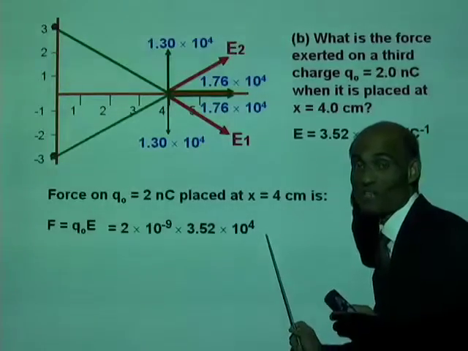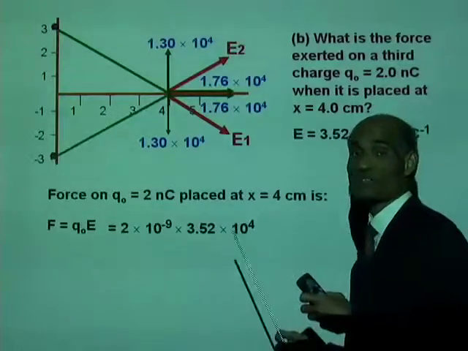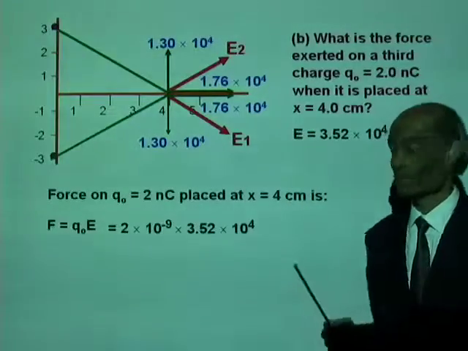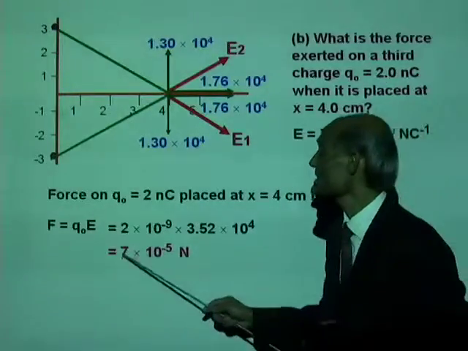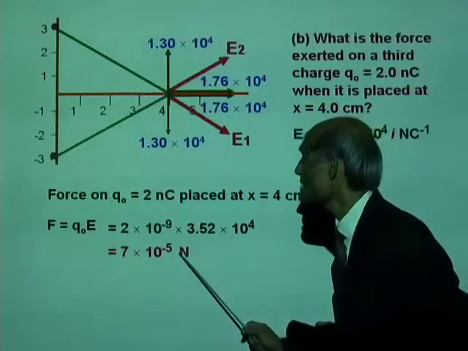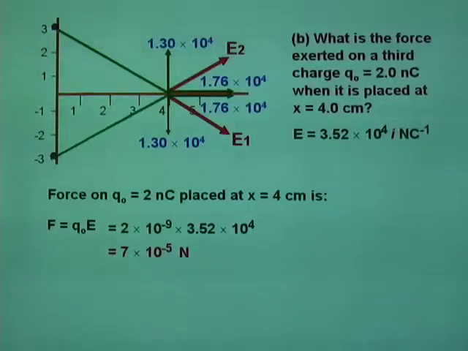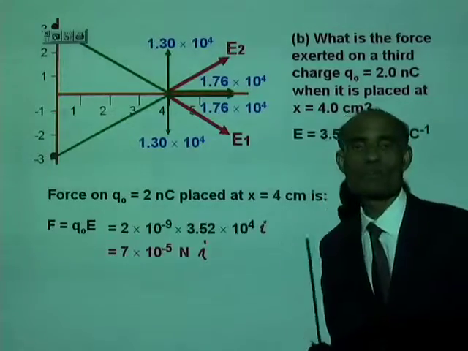Now you must keep that direction. This is an x vector, so the force also will be an x force. That will be 7 times 10 to the negative 5 Newton i. You must specify that direction because this is a vector. So that will be that vector. Okay, let's now move on to do another one.